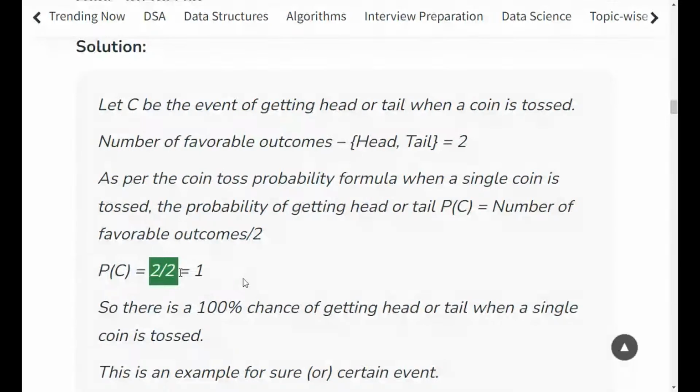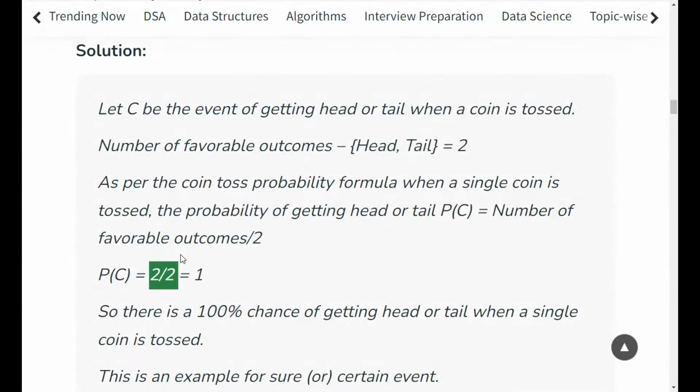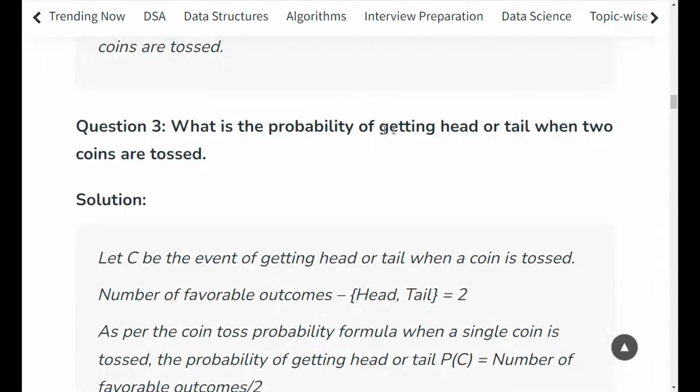The question you can understand: what is the probability of getting head or tail when 2 coins are tossed? There is no third possibility. Obviously, any one of them will definitely come. But definitely means what? Definitely means it's one in the probability value. Alright?